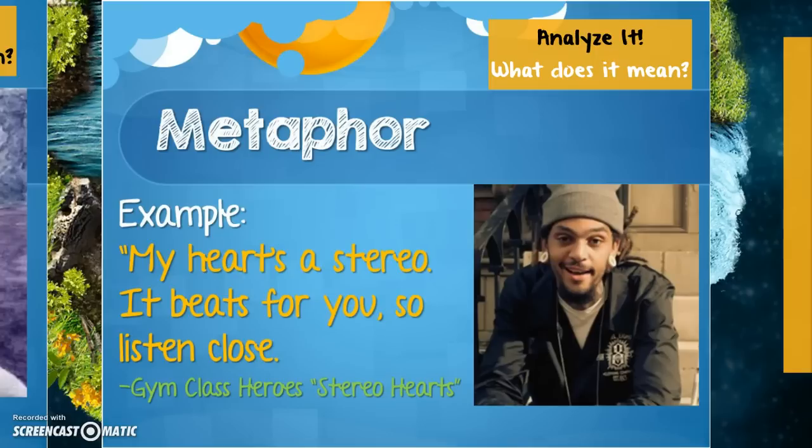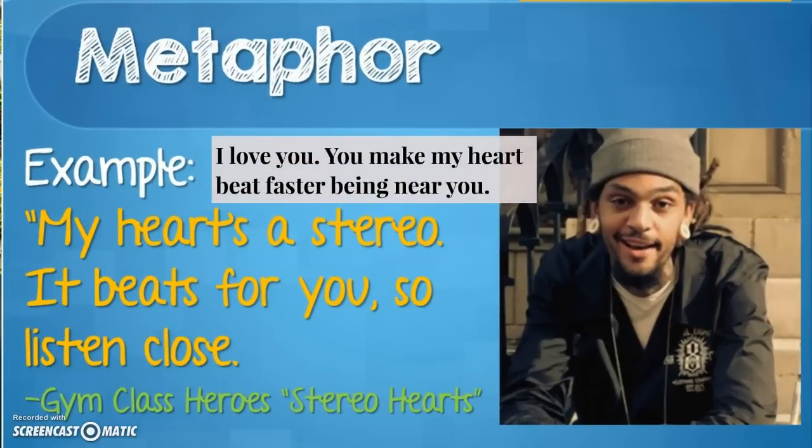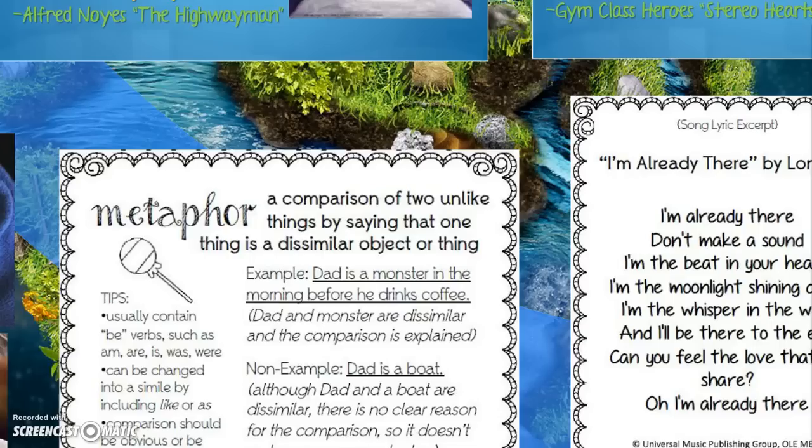We have another metaphor. "My heart's a stereo, it beats for you, so listen close." By Gym Class Heroes, Stereo Hearts. You're writing it in the same place as your examples, but it really just means I love you. You make my heart beat faster being near you. And I know some of y'all have felt that when you've been in love, and your heart beats fast when you're next to this guy or girl.